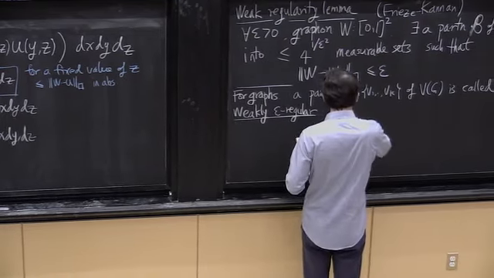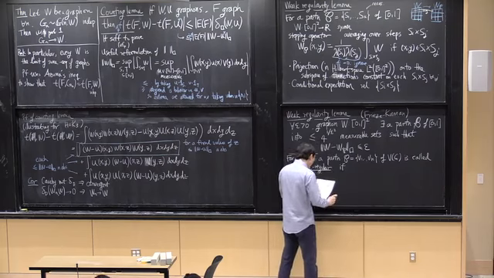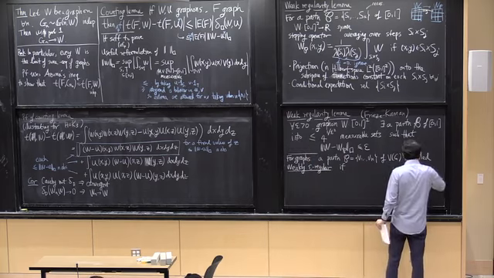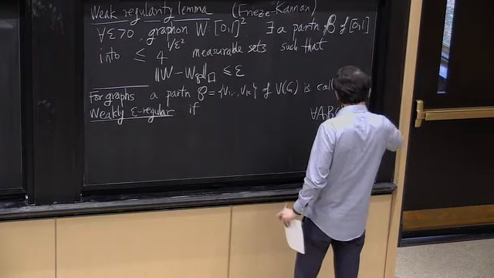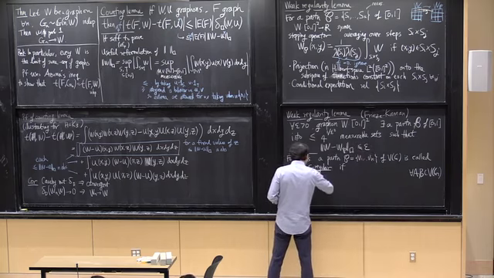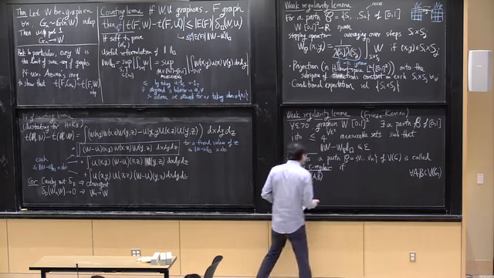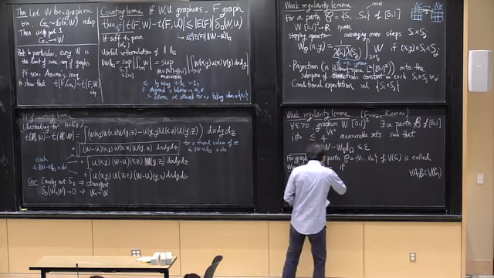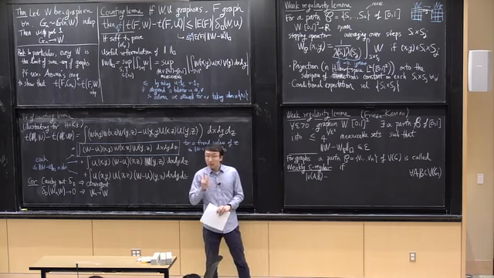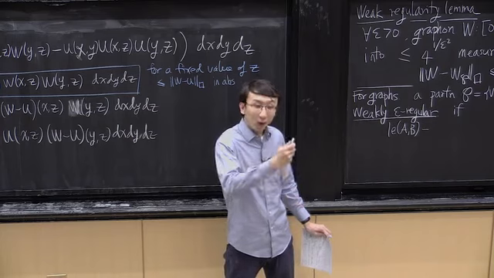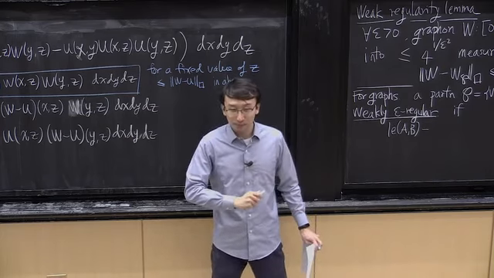If the following is true: whenever I look at two vertex subsets, A and B, of the vertex set of G, then the number of edges between A and B is what you should expect based on the density information that comes out of this partition.